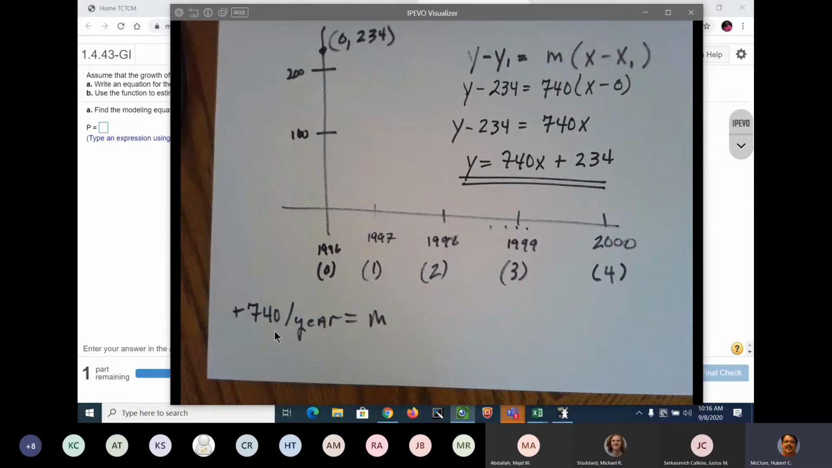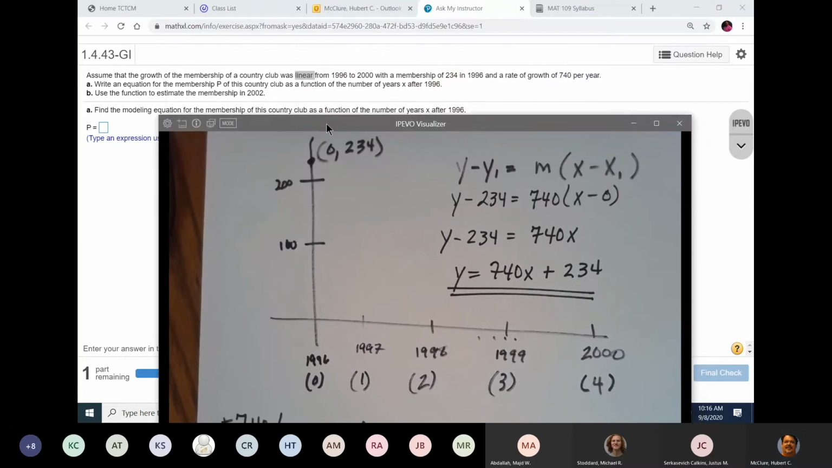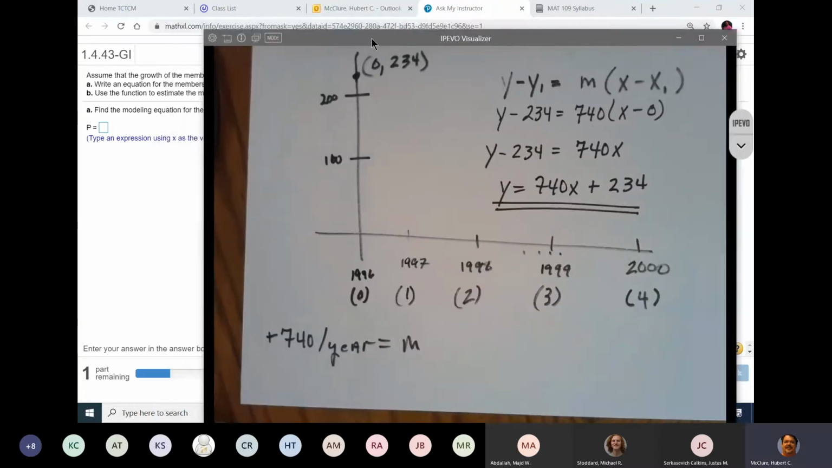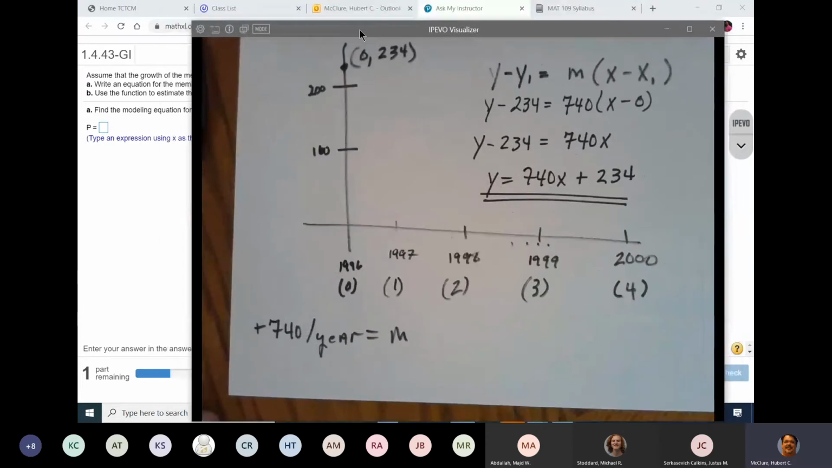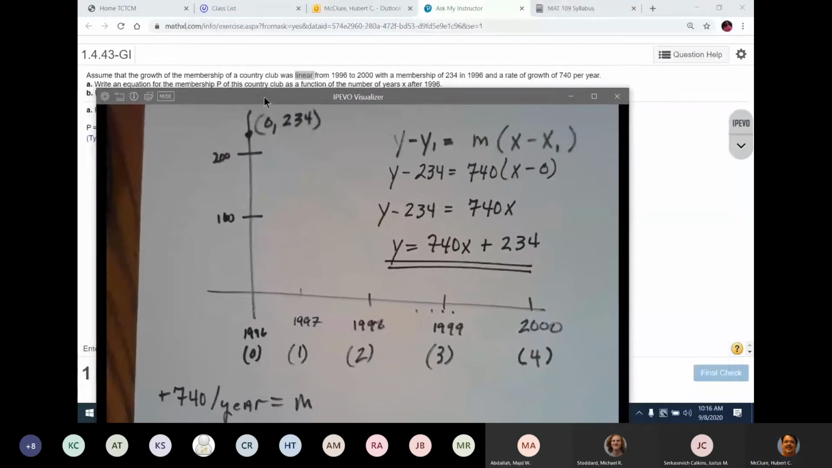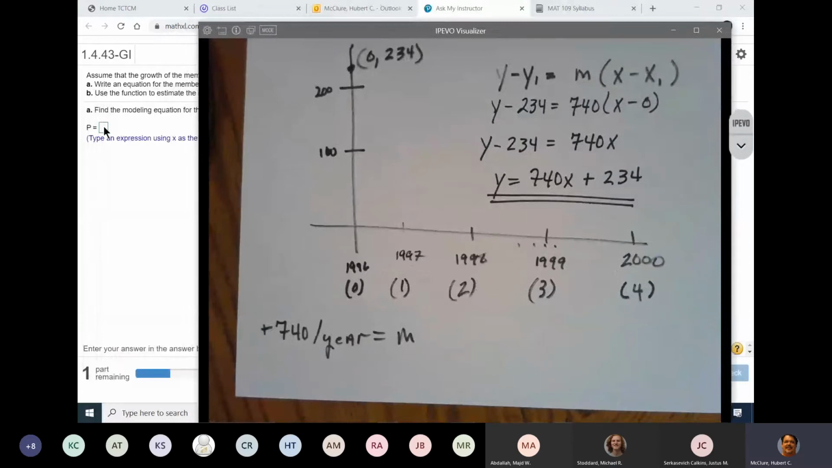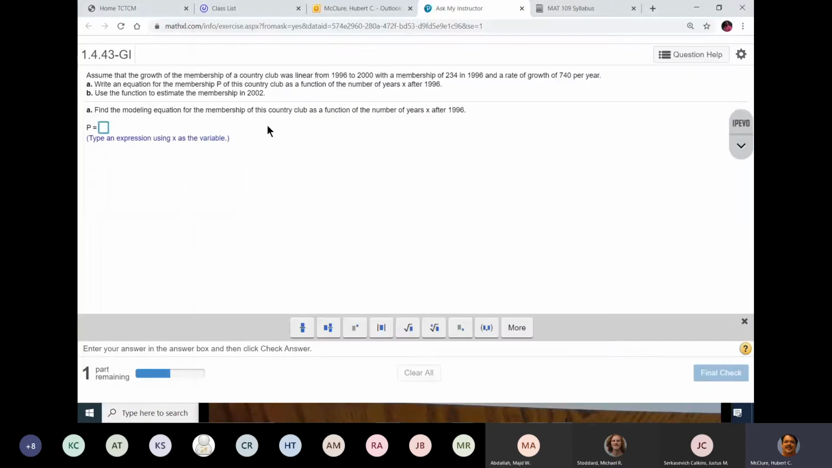Now make sure they might want a t. I don't know if they want a t. Let's see. It says number of x years, so the x. It says write an equation, number of x years after. So this is going to be 740x plus 234.